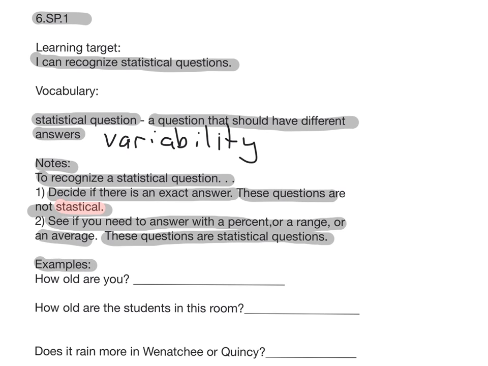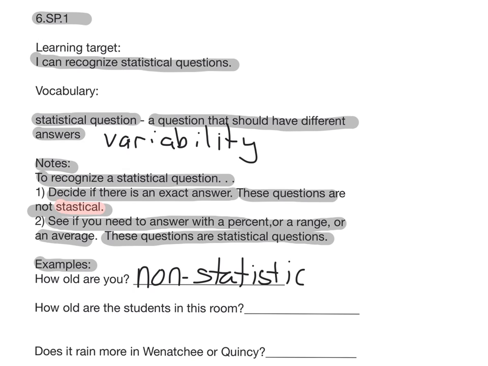So, how old are you? Is it statistical or not statistical? There's only one answer. A person can only answer one way, truthfully. So that question is a non-statistical question. When you think of statistics, you should think of percents or fractions of things, a range of answers. If you're going to answer that 20% of the population, or 30% of the class, likes Mountain Dew, then that's a statistical kind of question.